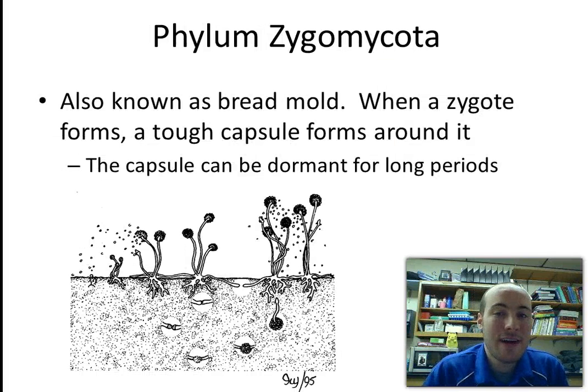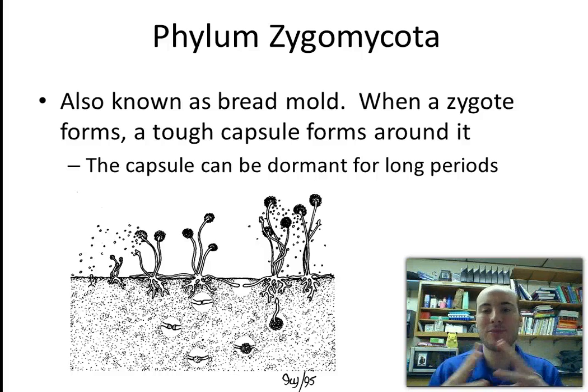Next, we have phylum Zygomycota, also known as the bread molds, because really the most we interact with them. I mean, these grow on other things besides bread, but we often see these growing on bread, so they got the nickname the bread molds. What happens is when a zygote forms, a tough capsule forms around it, and those can be spread, and that capsule can be dormant for long periods of time. So it can lay dormant, I don't know the exact time frame, but let's say for a few months, and then finally be activated on a piece of bread, and then it can grow and ruin your bread.